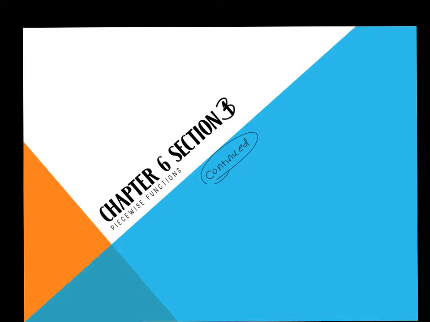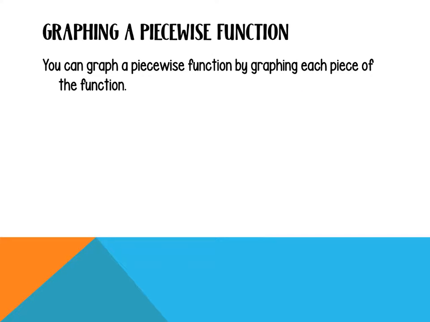All right, so this is part 2 of 6.3, which is piecewise functions. Yesterday we talked about how to get the range and stuff like that from a piecewise function on a graph and how to evaluate a piecewise function. Today we're going to talk about graphing them.